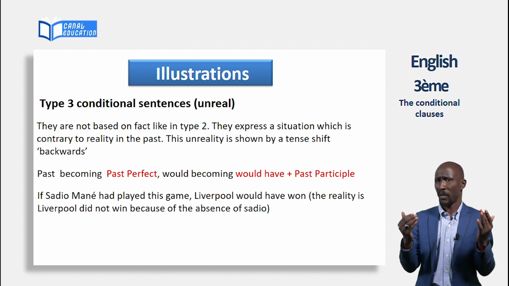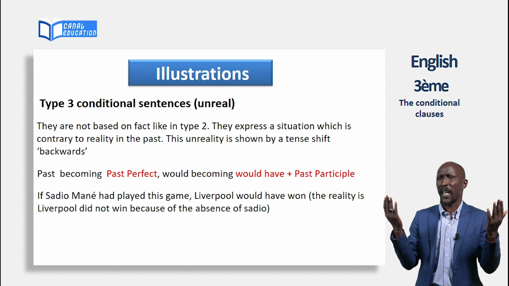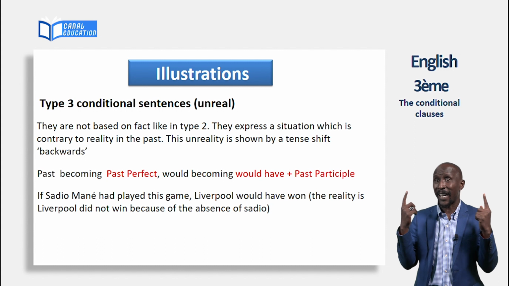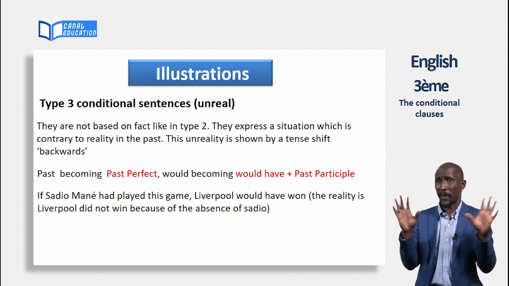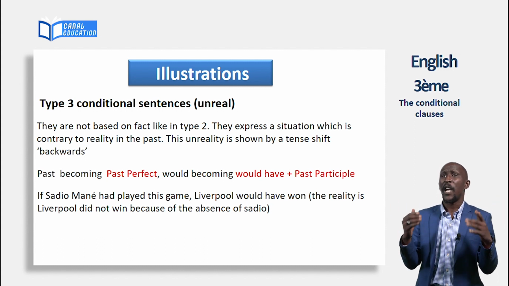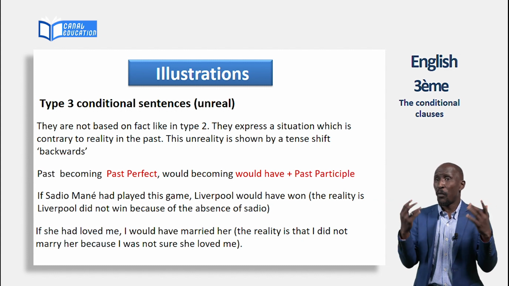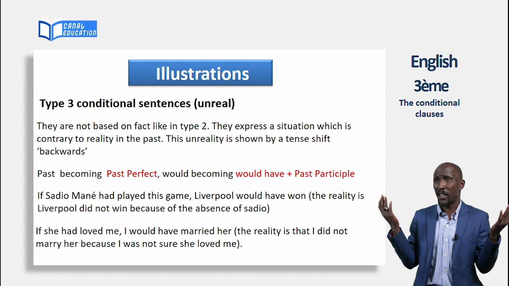Now, let me give you a simple example. If Sadio Mane had played this game, Liverpool would have won. The reality is that Liverpool did not win because of the absence of Sadio Mane. If she had loved me, I would have married her. The reality is that I was not sure that she loved me. That's why I didn't marry her.